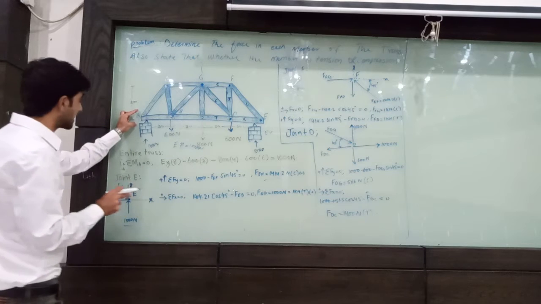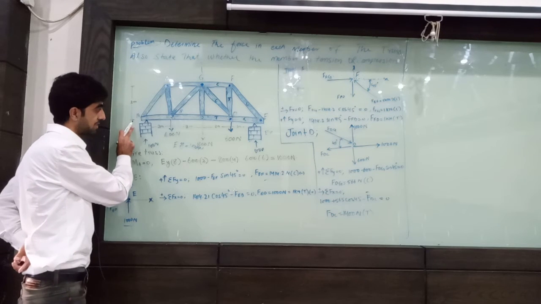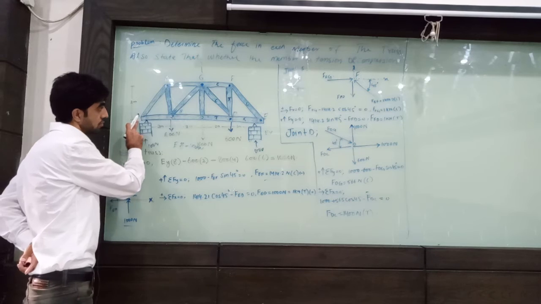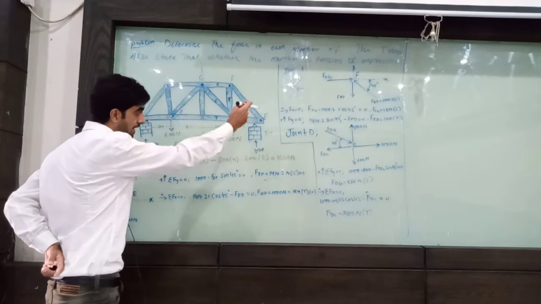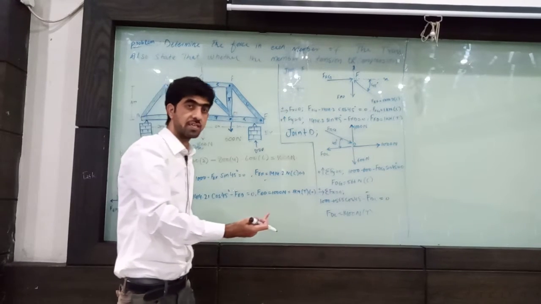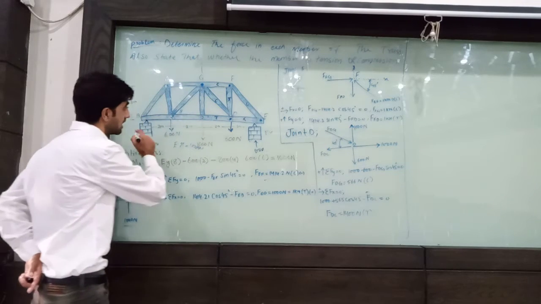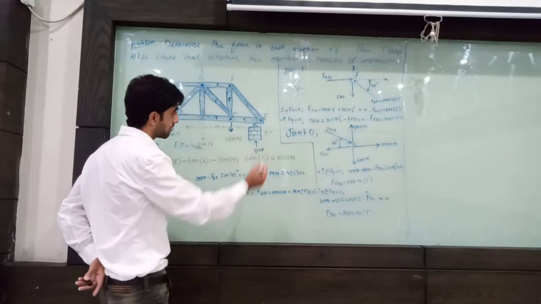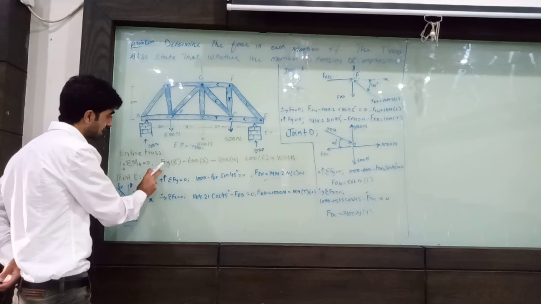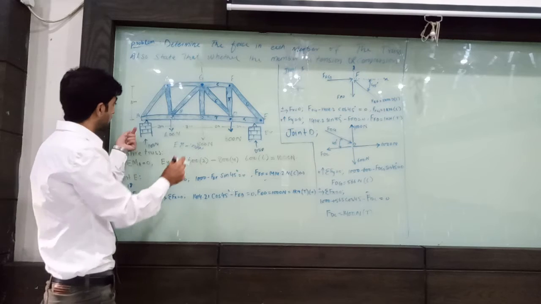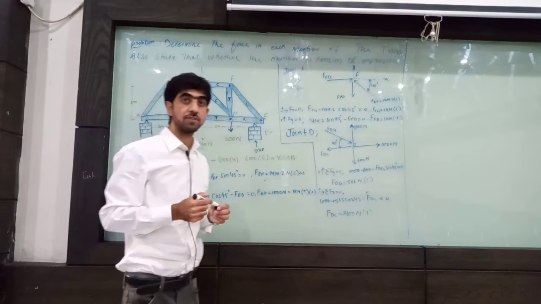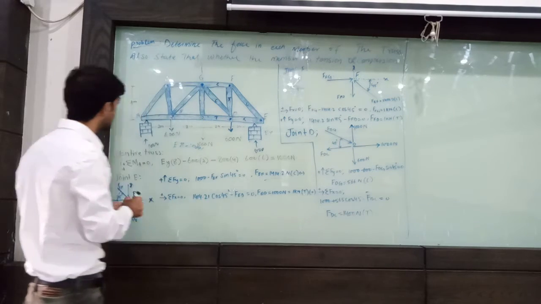So if we start at this point, this is a point. First of all, total distance multiplied by the load. So easily we find the reaction. How to find reaction? Length multiplied by load. So basically, first of all we study the truss.